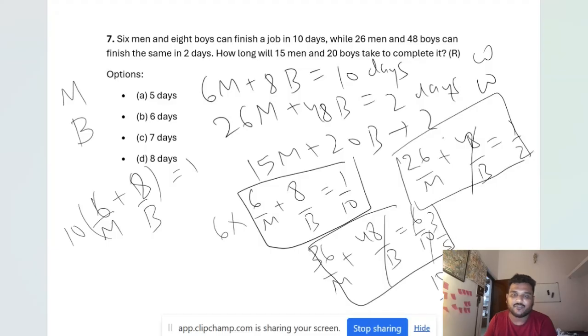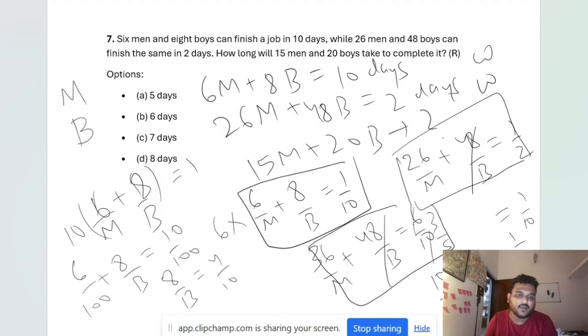So 3 by 5 minus half can be written as what? Let's write it like this only. So this becomes 1 by 10. So m is taking 100 days. Now substitute in any equation so that you can get b. So 6 upon 100 plus 8 by b is 1 by 10, or 10 by 100. So 8 by b is 4 by 100, or b is 200. Good, the calculation is pretty easy.